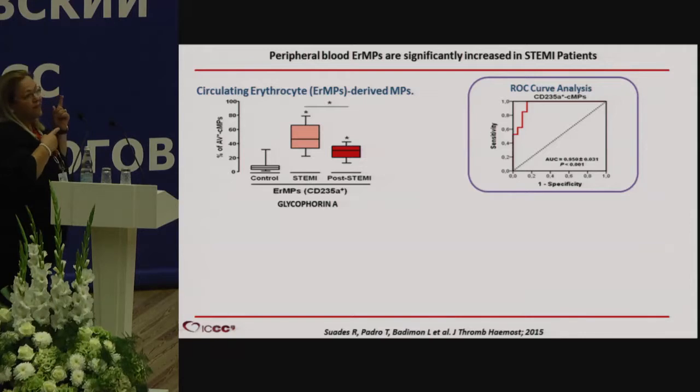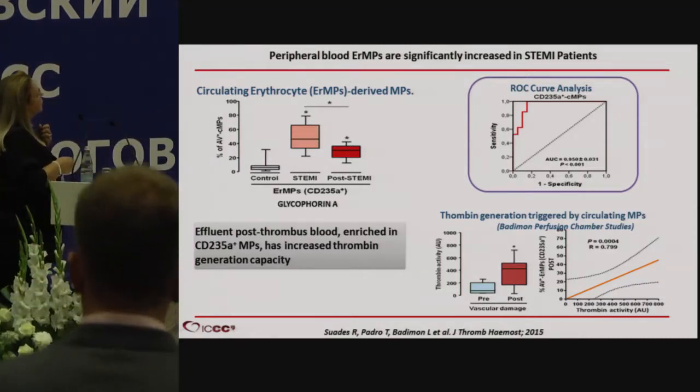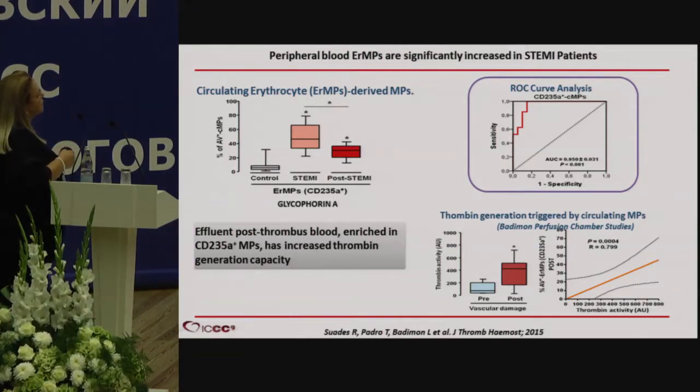And this is glycophorin A. This is the epitope we were analyzing with an antibody. And you see here, control versus STEMI versus post-STEMI, there is a clear separation in the number of microparticles that we could measure in the peripheral circulation. And when we applied the ROC curve analysis again, this was a highly predictive marker of the development of a thrombus within the coronaries. Again, this was not a huge number of patients, and we are developing further studies to have validation of this initial discovery data. So the effluent post-thrombus blood is enriched with these glycophorin A microparticles that also show an increased thrombin generating capacity.